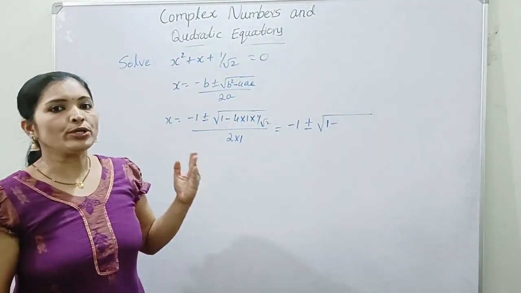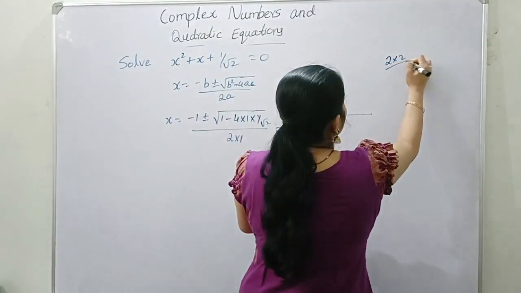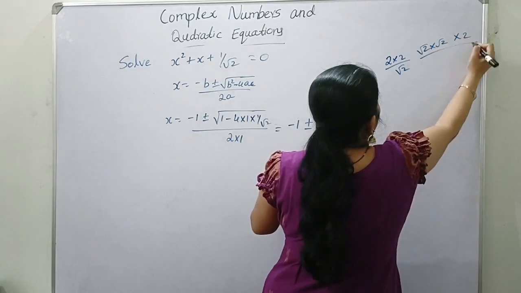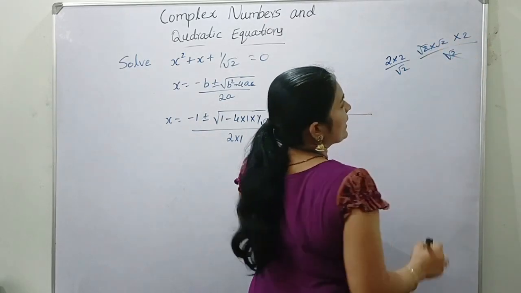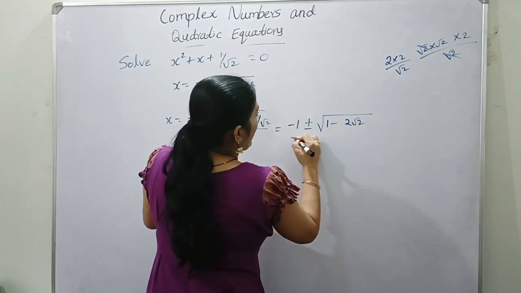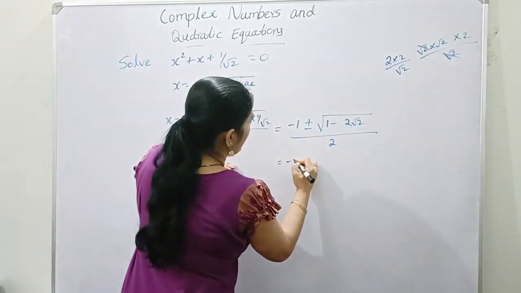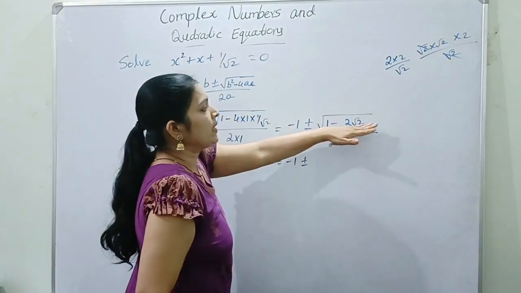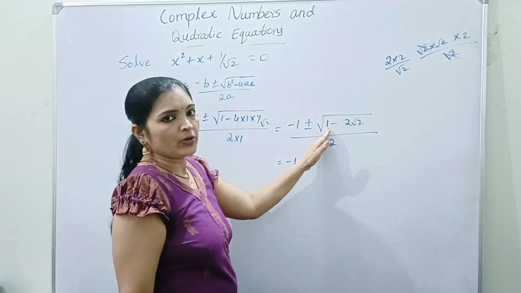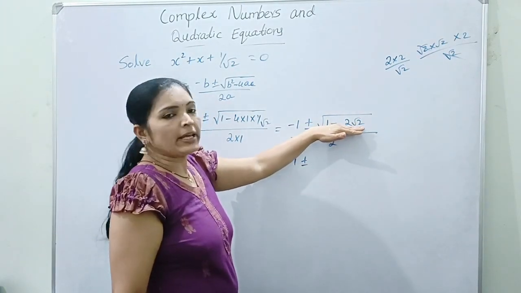4 is nothing but 2 into 2. So 2 into 2 divided by root 2. 2 is nothing but root 2 into root 2, so root 2 into root 2 into 2 divided by root 2. So one root 2 will cancel, remaining 2 root 2. Divided by 2. Then minus 1 plus or minus, here it is the larger value, right? 2 root 2 is greater than 1. Therefore, we will get a negative value.